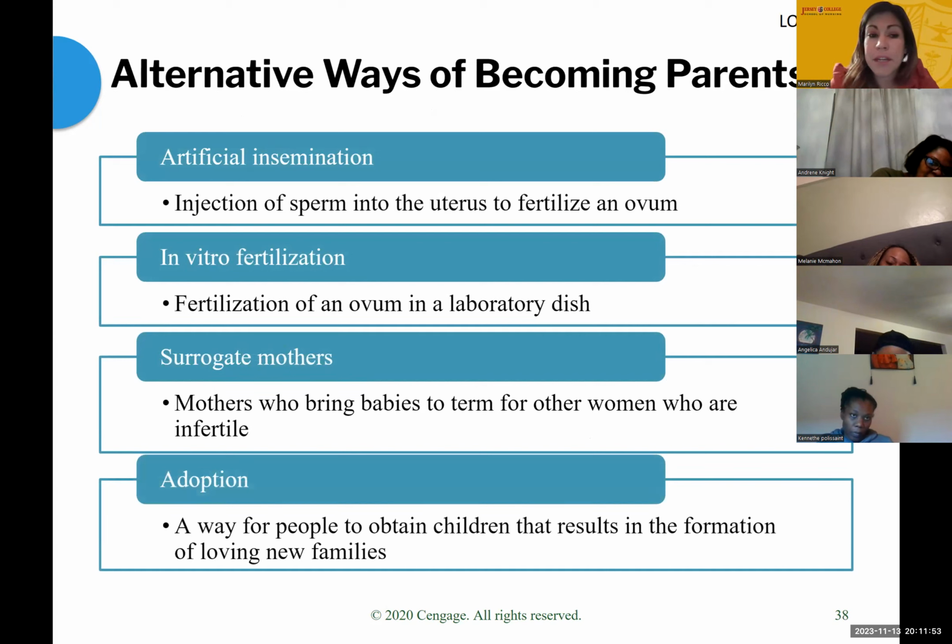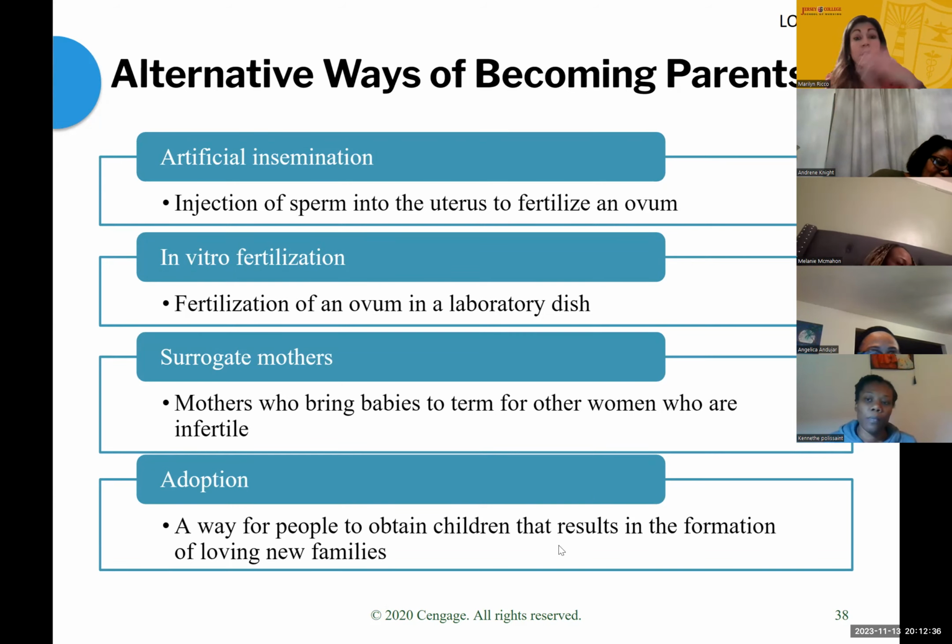We have artificial insemination. It's the injection of a sperm in the uterus to fertilize an ovum. In vitro fertilization is fertilization of an ovum in a laboratory dish. Surrogate mothers are mothers who bring babies to term for other women who are infertile. And then adoption, a way for people to obtain children that results in the formation of loving new families, right? So there are different reasons why people might go this route. If someone's a carrier, they may not go for the first three because they know they're still giving something, and they don't want the carrier to go into the baby. So they might just stick with adoption. There are different reasons for different ways of becoming parents.